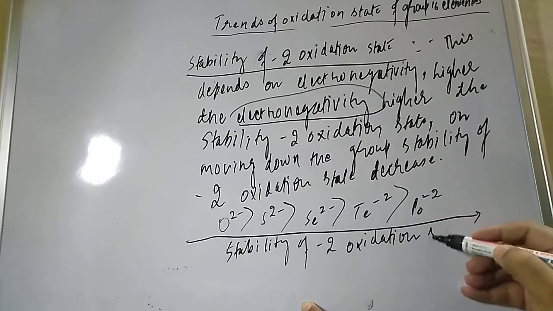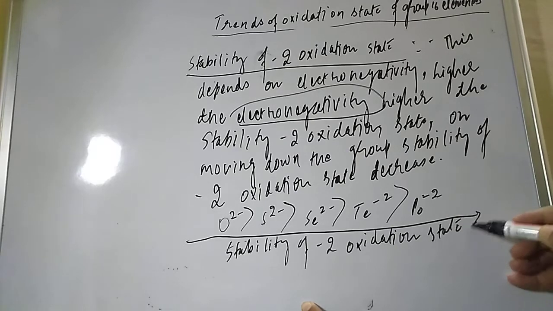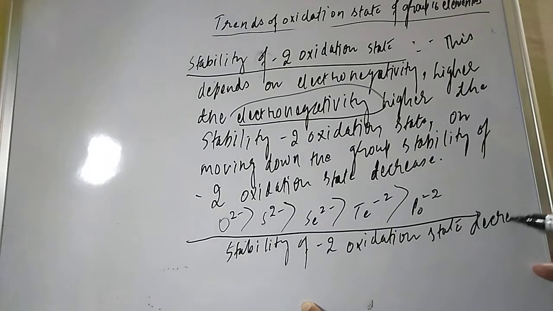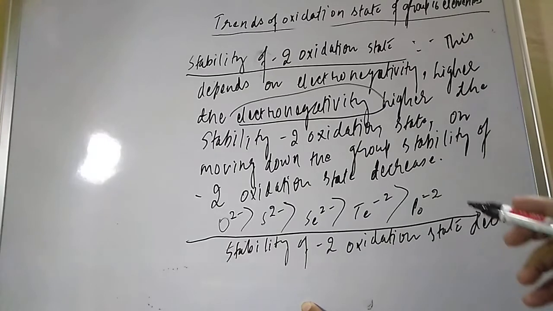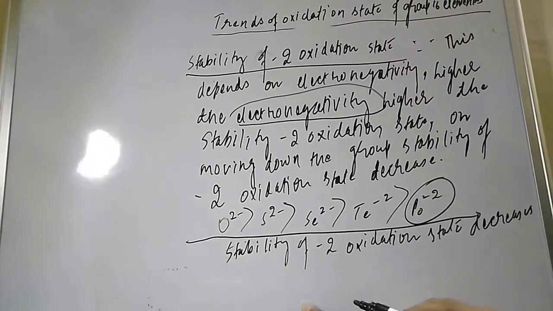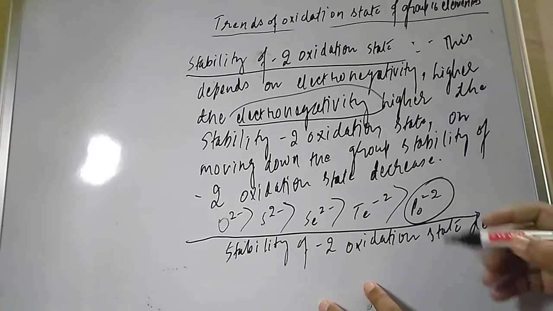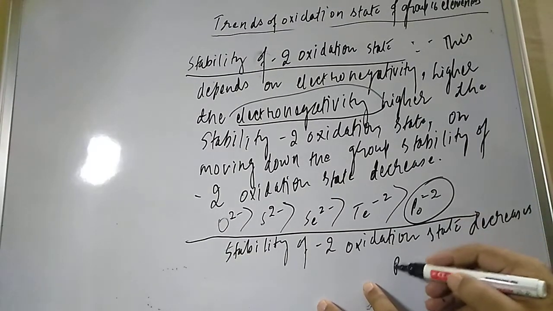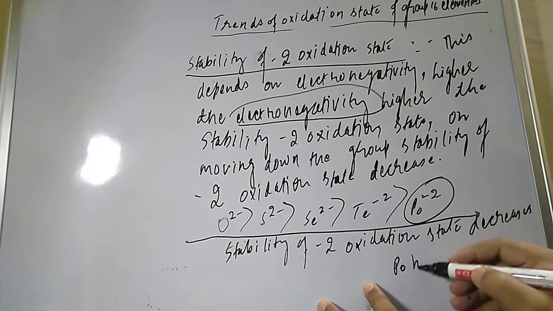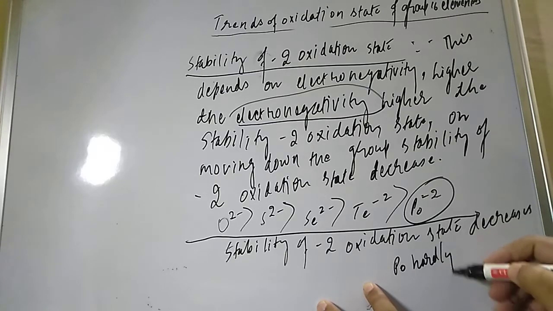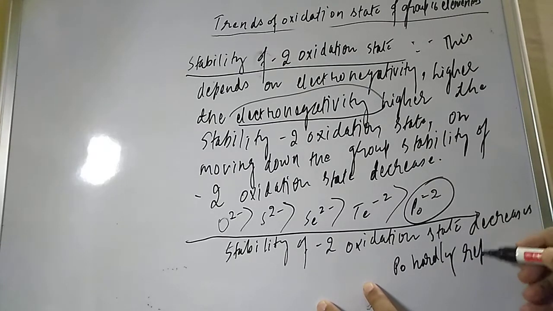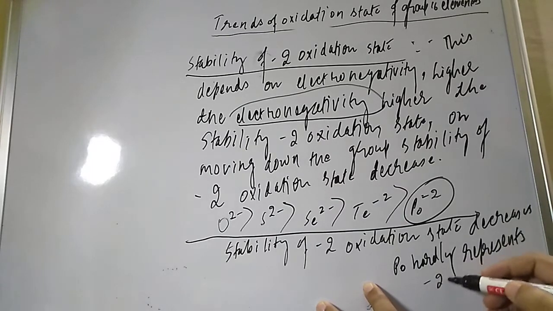Minus 2 oxidation state decreases down the group. Why, friend? Here is minus 2. Polonium hardly represents the minus 2 oxidation state.